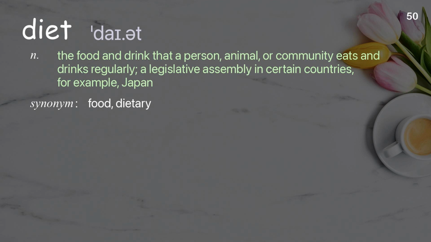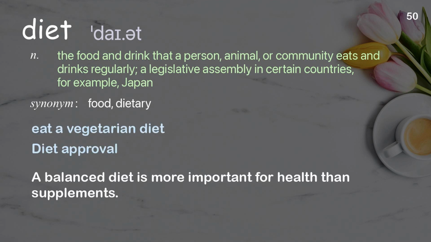Diet. The food and drink that a person, animal, or community eats and drinks regularly; a legislative assembly in certain countries, for example, Japan. Examples: Eat a vegetarian diet. Diet approval. A balanced diet is more important for health than supplements.